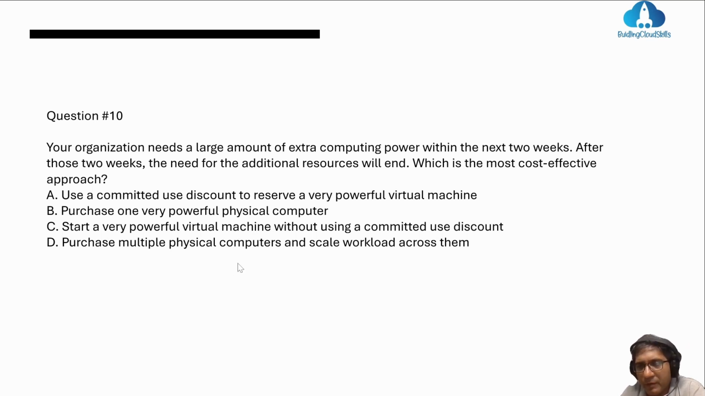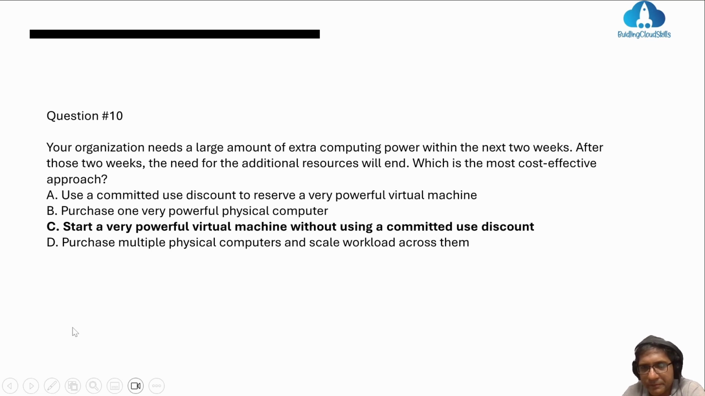Well, we need to point out which one is most cost effective. Now, committed discount is a 1 year contract. So once you enter, you're in a way committing to pay for the whole year. So that doesn't make sense at all. Buying is again a bad idea because you only need it for 2 weeks. So I think the only option left is option C, where you get a powerful virtual machine, but you don't enter into any committed discount contract. Just use it on pay as you go. After you're done, you can shut down the VM and delete the instance.